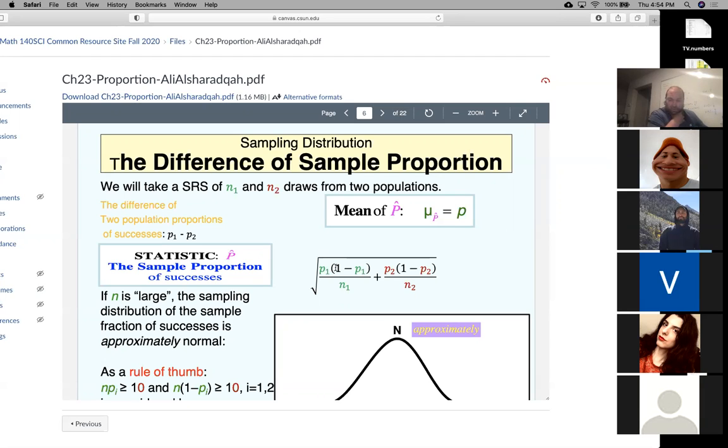Use p-hats or use fats. I like both. Someone said use fat, but I think he meant use p-hat. Okay, so yes, this is a standard error.